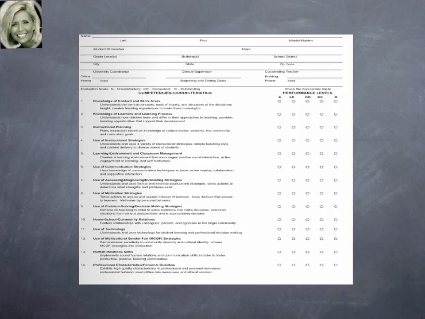So if you're looking at the competencies or characteristics of your student teacher, for instance, knowledge of content and skills area for number 1, if you go to the right, you'll see some bubbles. You'll fill in one of those bubbles. The U stands for unsatisfactory, the LC stands for low competence, the CO stands for competence, the HC stands for high competence, and the O stands for outstanding. Keep in mind that if a student teacher at midterm is showing that they are competent, they're doing a pretty good job at that time.